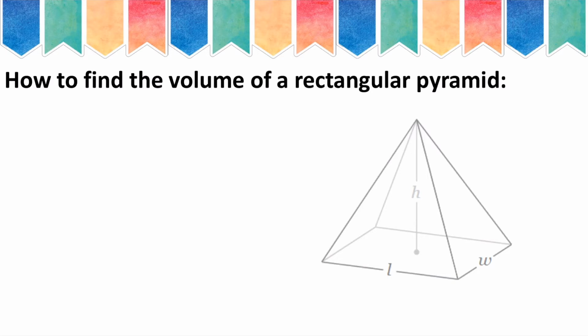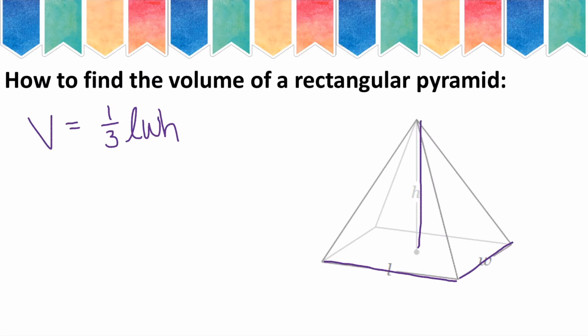And the formula for a rectangular pyramid is to do 1/3 length times width times height. And you can see in the picture that right here would be my length and my width, and then my height goes up the middle. Okay, now I hope that you notice that this part of the formula, length times width times height, is the same formula as a rectangular prism. The only thing that's different is that we have the fraction 1/3 at the beginning.